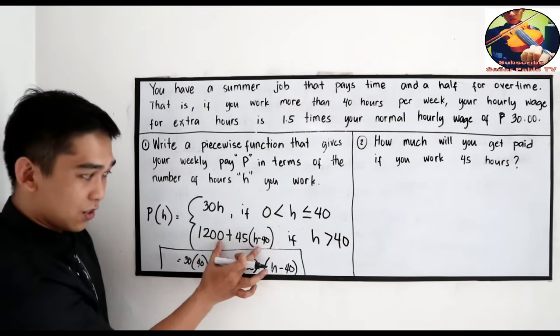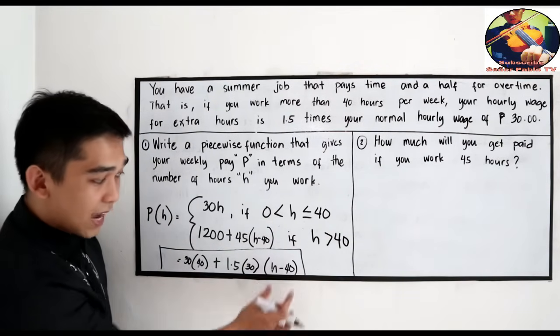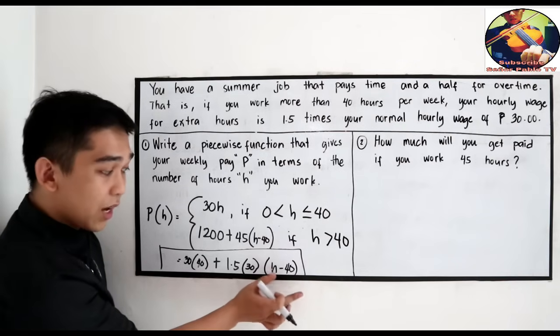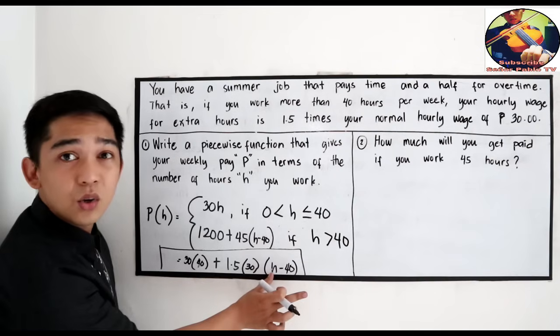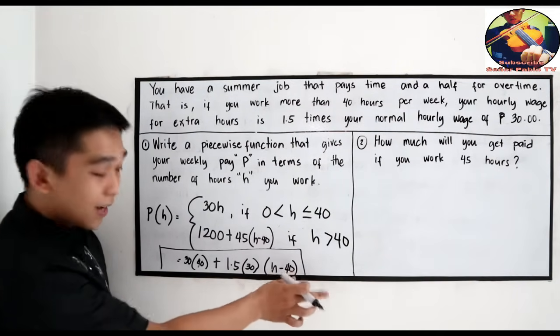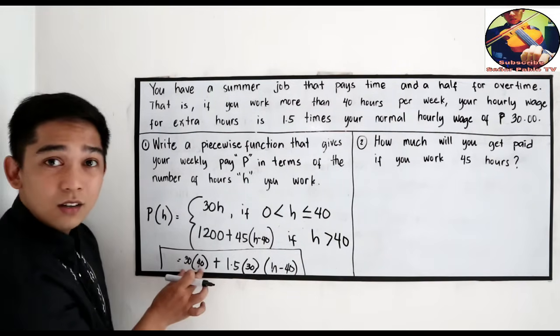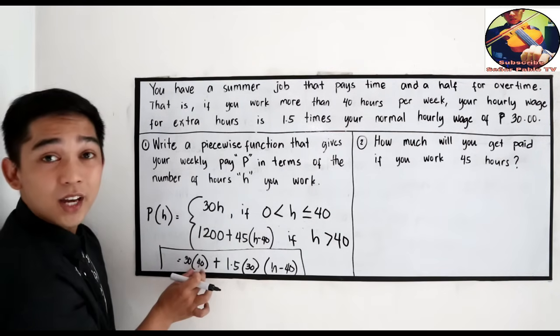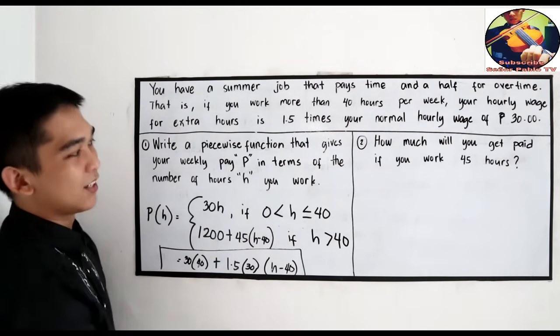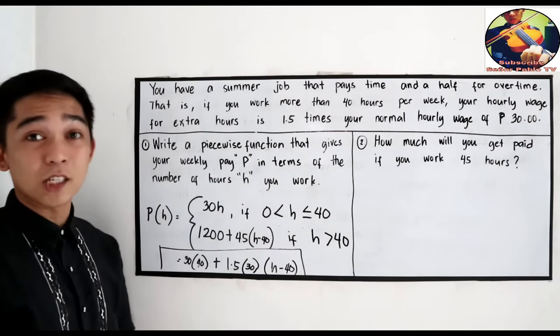Kaya nakuha ito. Ulitin natin. Saan galing si H minus 40? Yun yung H dito, yung overtime mo, yung number of hours na natrabaho ka. Bakit minus 40? Kasi bayad na siya dito. Kaya niless natin. So, ayan ngayon, yung pag-represent ng ating piecewise function.